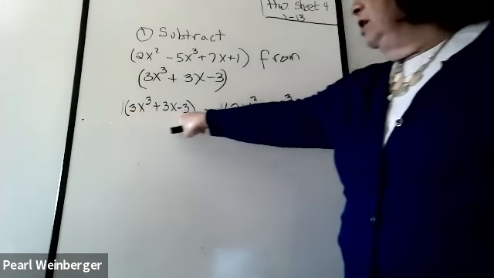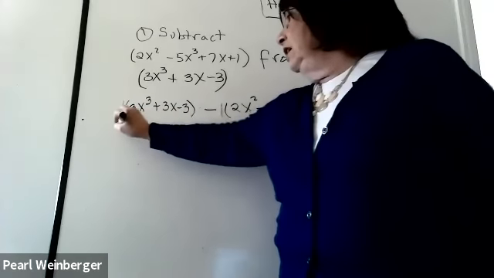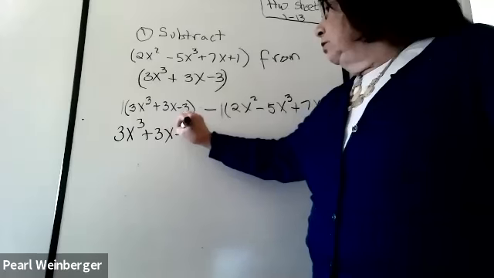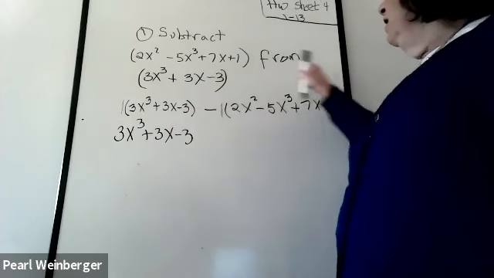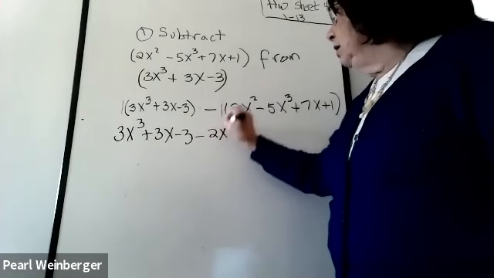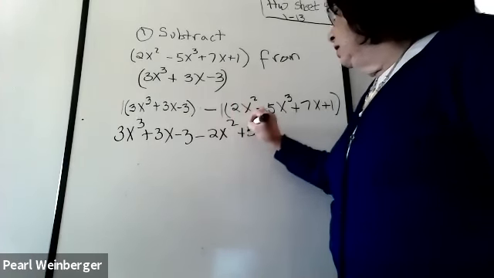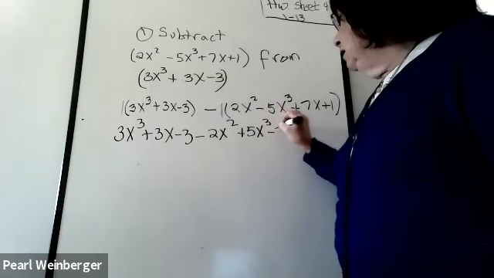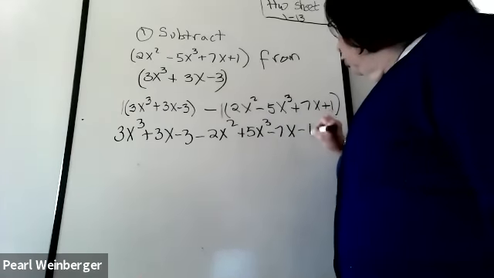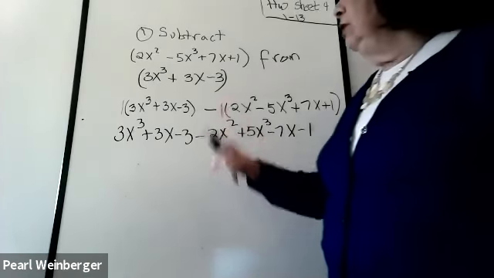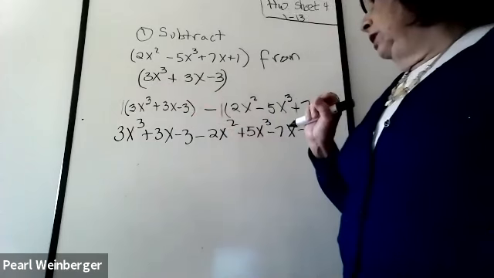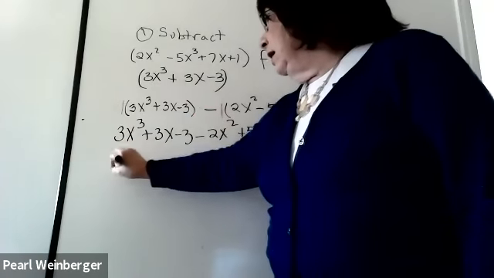So multiplying everything in the first parenthesis by 1 just leaves it as 3x cubed plus 3x minus 3. Multiplying everything in the second parentheses by -1 will give us negative 2x squared plus 5x to the third minus 7x minus 1. Basically, what it's doing is changing all the signs. And now we look for our like terms. So we have a 3x cubed here and a 5x cubed here. Those combine to 8x cubed.